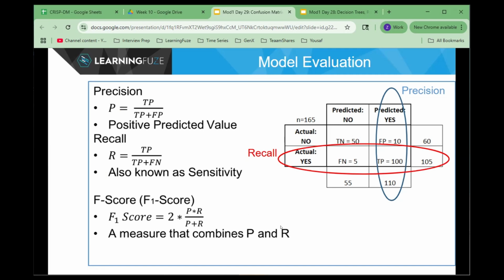All right. Any questions on this? Again, very important. Generally, they will ask you questions about this.